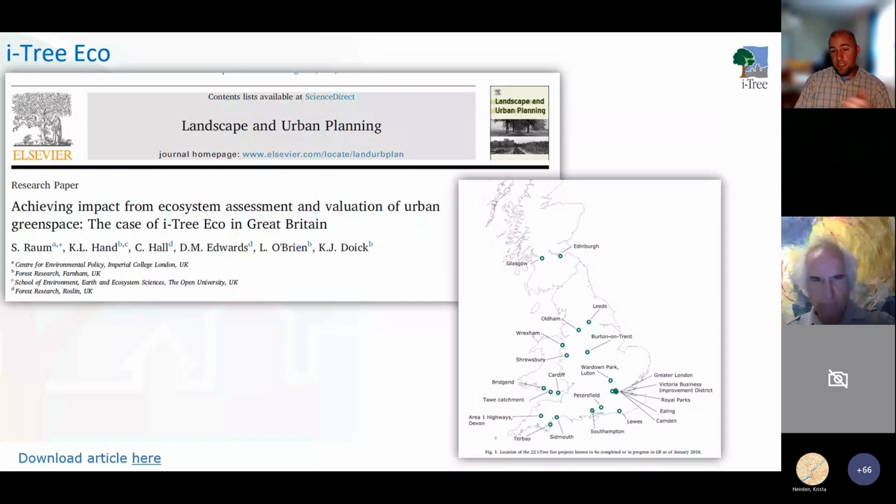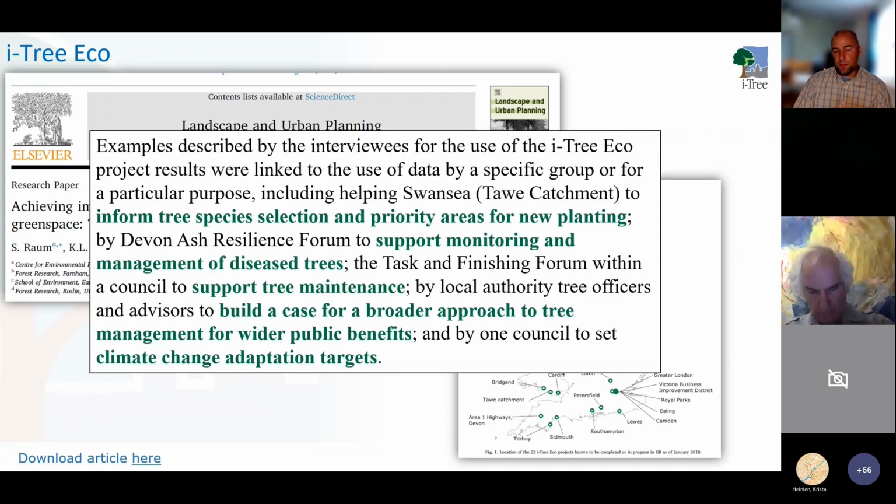And another project that's really interesting, and this is a research paper, but it's a really readable research paper. So if you're interested in any of this stuff about how to apply iTree Eco to make change in urban green space, this is a great paper to take a look at. They studied all the iTree Eco projects in Great Britain, and they wanted to get an idea of how they were taking those iTree Eco projects and turning them into impact on the ground. So they came up with some really cool things.